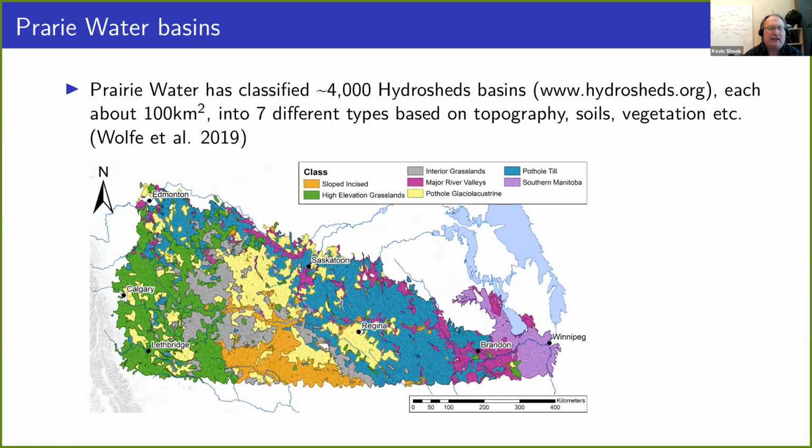Prairie Water has, as part of its work, classified about 4,000 HydroSHEDS basins in the prairies, which you can see here. Each basin is about 100 square kilometers, and they were classified into 7 different types based on topography, soils, and vegetation. And the intent is to use all of these 4,000 prairie basins.